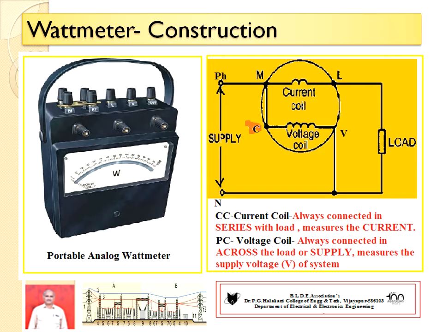Basically it consists of two coils. One is known as the current coil, another one is known as the voltage coil. Between terminals M and L is the current coil, which is always connected in series to the load to be measured. It carries the current directly proportional to the load current of the system.